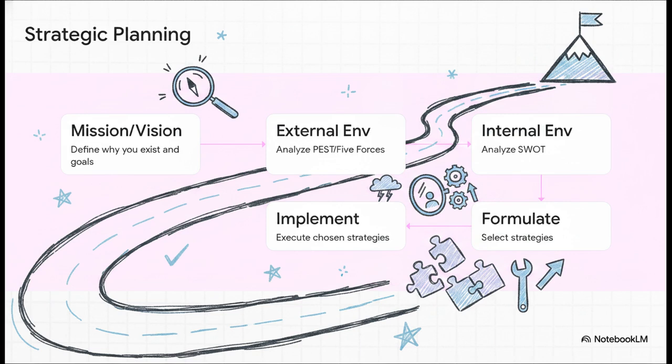Step 3, you look in the mirror. You analyze your internal environment, your SWOT, to find your true strengths and weaknesses. Once you know the landscape, Step 4 is formulating your actual strategy. And Step 5 is getting out there and implementing it. It's a super logical progression.